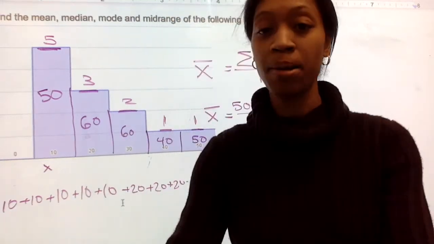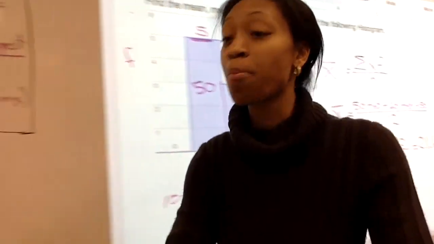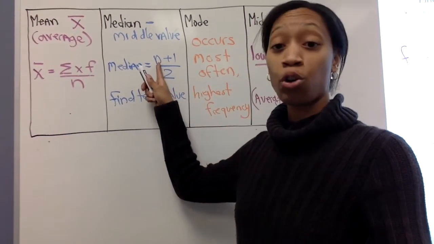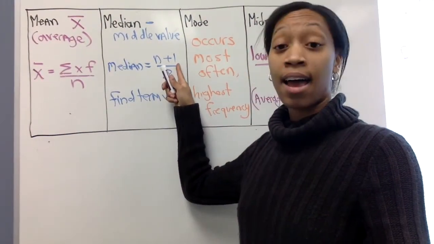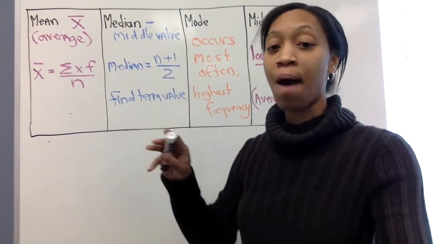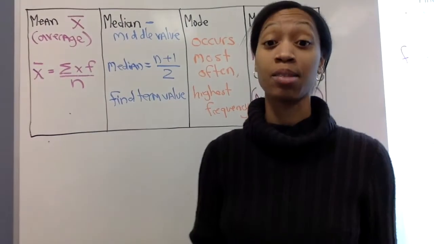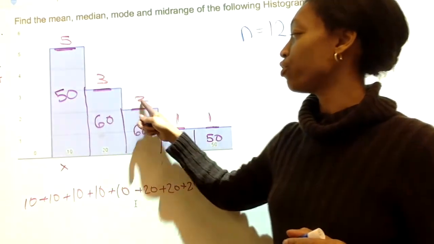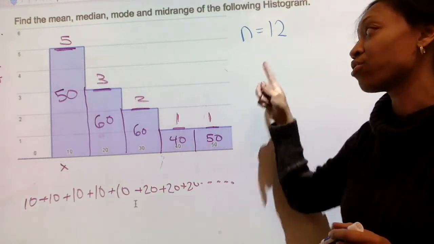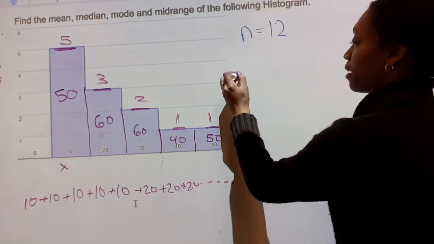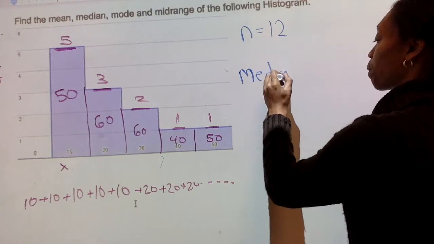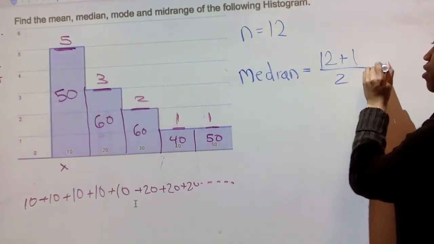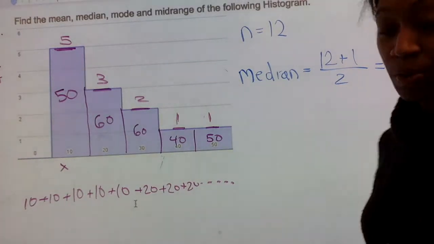Next, let's find the median. And so we remember that in order to find the median, what we need to do is find the total number of things, add one more, and divide by 2. Then we'll have to find the term value that's in that spot. Okay, so we added the 5, 3, 2, 1, and 1 and found out that n is 12. So that means that our median is going to be 12 plus 1 divided by 2. Okay, so half of 13.